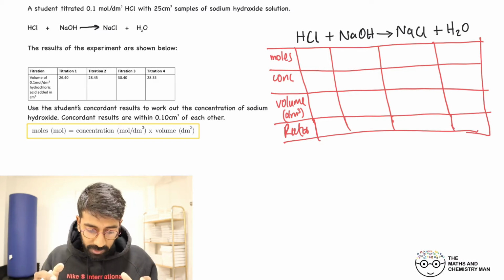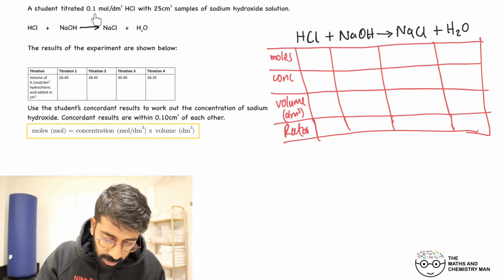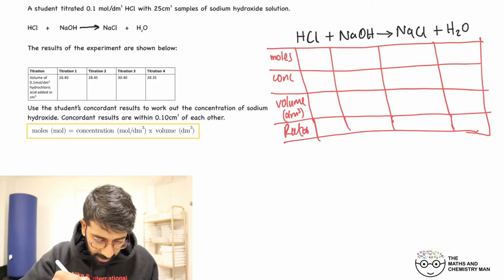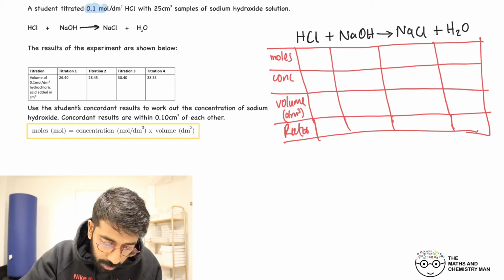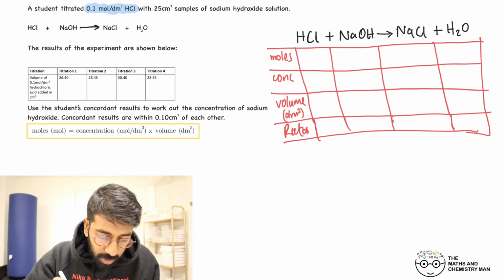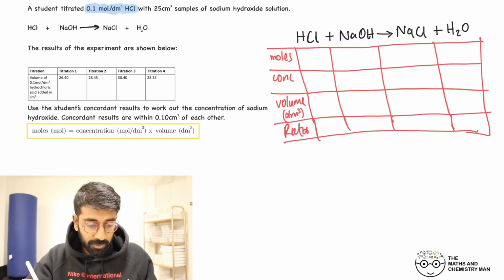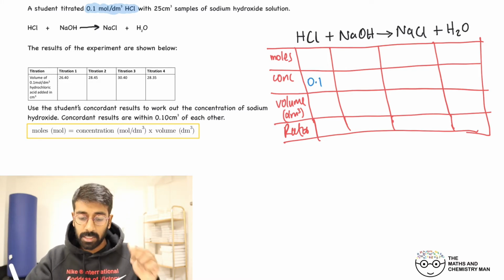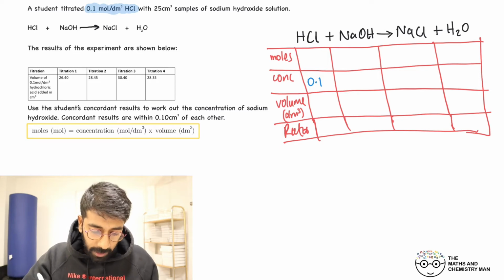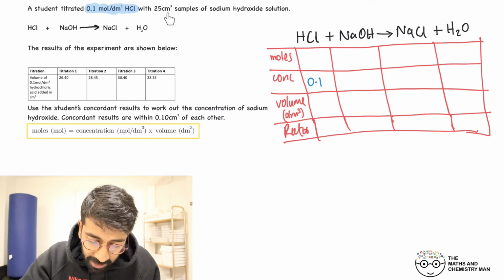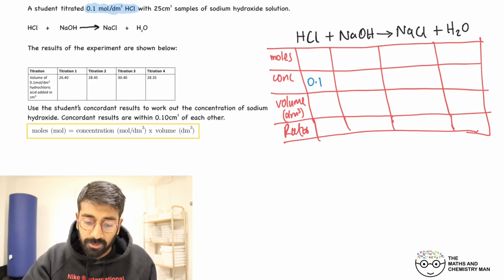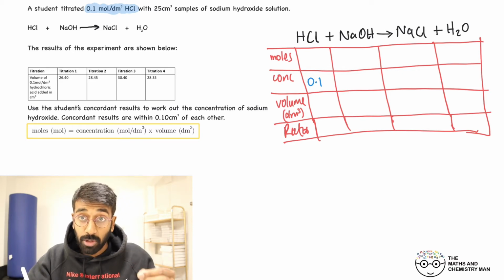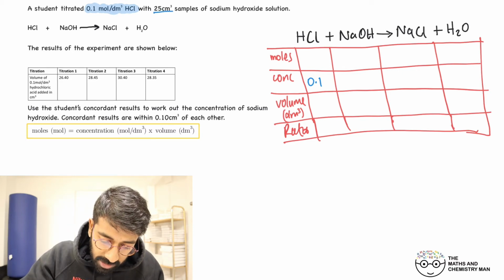So what we need to do is we've got a concentration up here, right? So let's do some highlighting. So we've got 0.1 mole per dm cubed of HCl. That's a concentration. So we've got to fill that into the concentration box for HCl. So that's 0.1. Perfect. So you've got that. Now, what else are we told here? We've got 25 cm cubed samples of sodium hydroxide. So we've got a volume for sodium hydroxide.